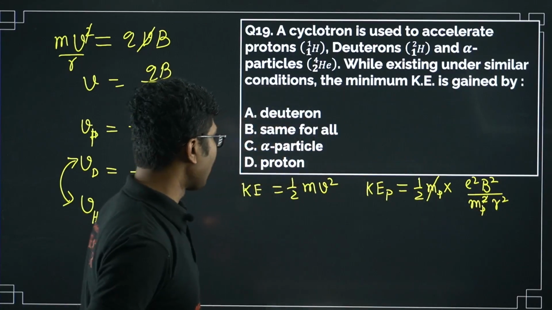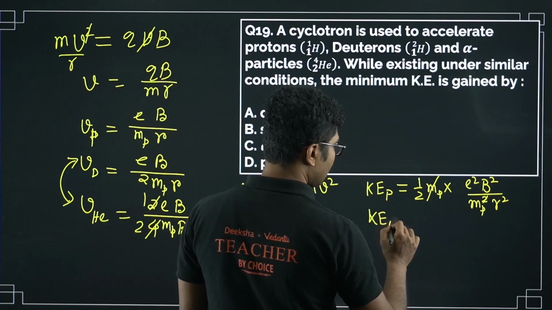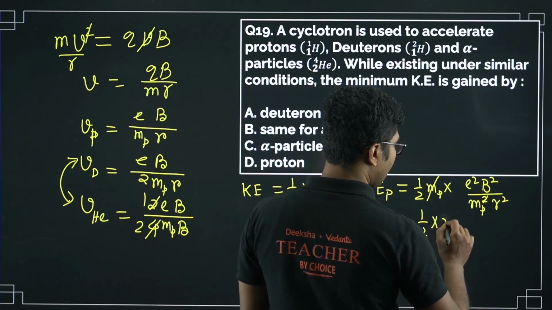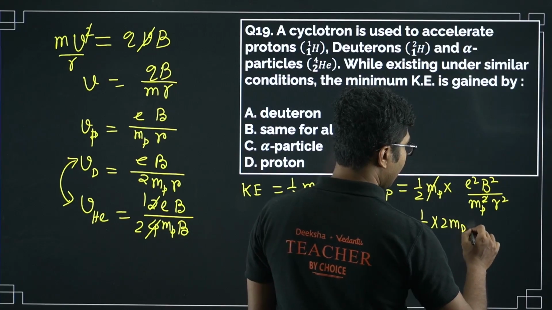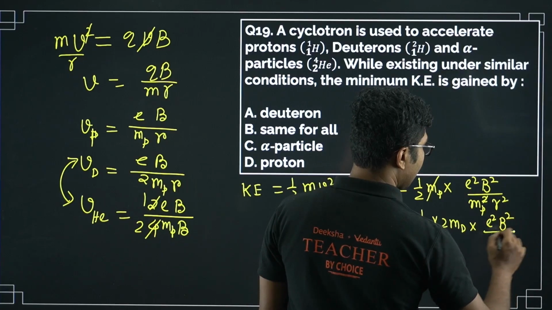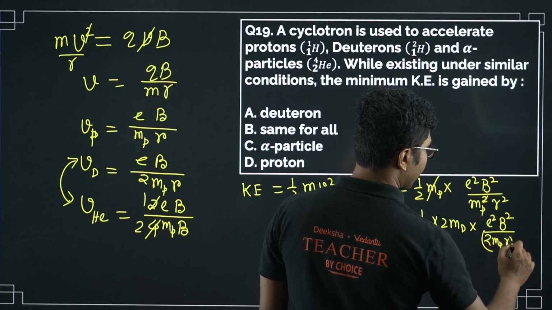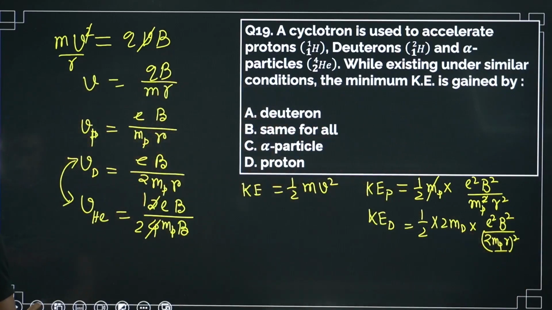Now one of the mp will cancel, so you will get this value. Now let's try to find the kinetic energy of the deuteron. This is interesting. You cannot solve it in one step. So deuteron will be 2mp into e square b square by 2mp whole mpr whole square. Now 2mpr whole square means 4mp, right?